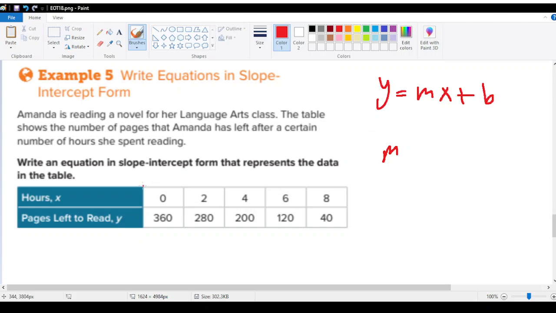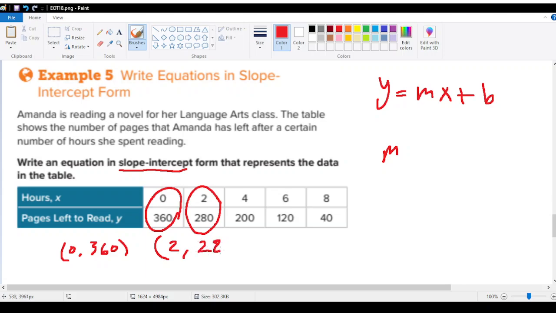So we said slope intercept form: slope means m, intercept means b. So mx plus b. How to find the m here in this table? We have two methods. Either we will take this as a point, if you remember. And we have 2 points. The first point is 0 and 360, and the second point is 2 and 280. And we will find the slope on this rule, y2 minus y1 over x2 minus x1.